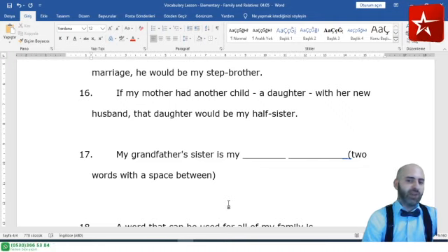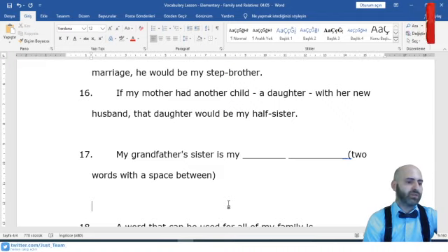We have possible answer aunt, but aunt will not be enough because this is not your father's sister. This is your grandfather's sister. We have very good explanation from Julie about half sister and half brother. Half sister or half brother is blood relative. There is blood connection. But with step sister or step brother, there is no blood connection.